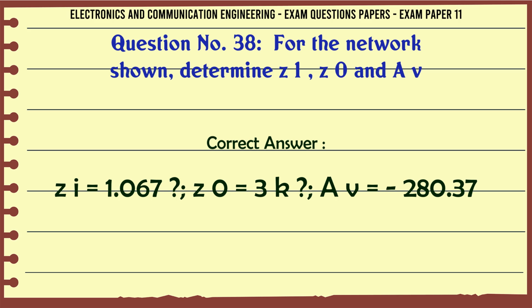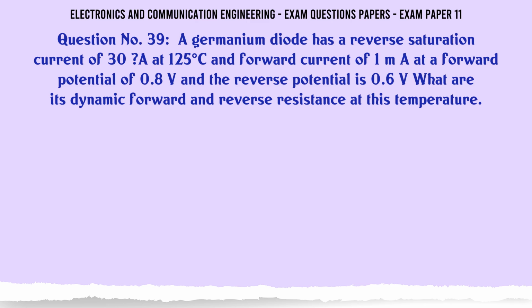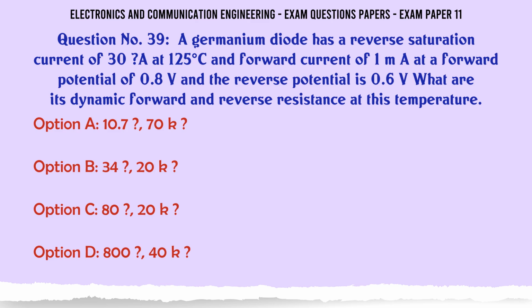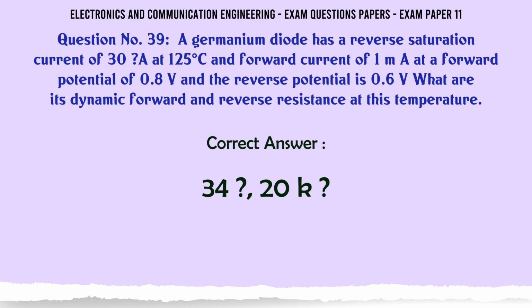A germanium diode has a reverse saturation current of 30 µA at 125°C and forward current of 1 mA at a forward potential of 0.8 V, and the reverse potential is 0.6 V. What are its dynamic forward and reverse resistance at this temperature? A, 10.770 kΩ; B, 3420 kΩ; C, 8020 kΩ; D, 840 kΩ. The correct answer is 3420 kΩ.